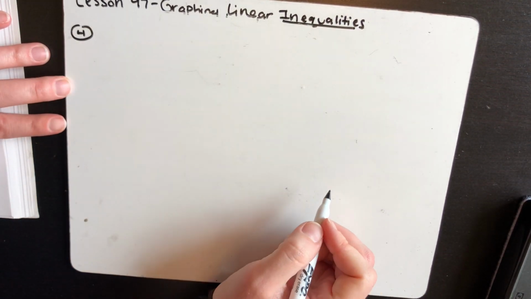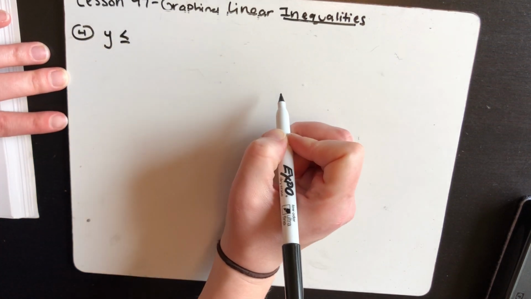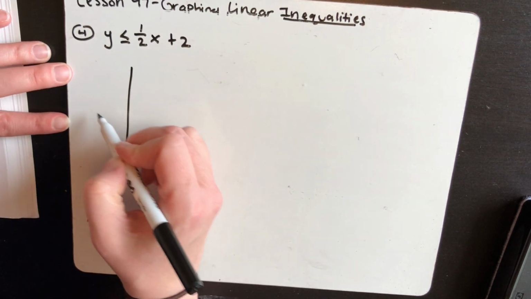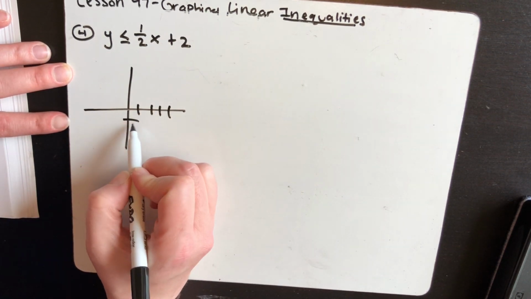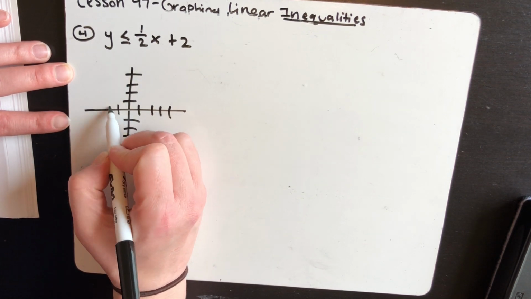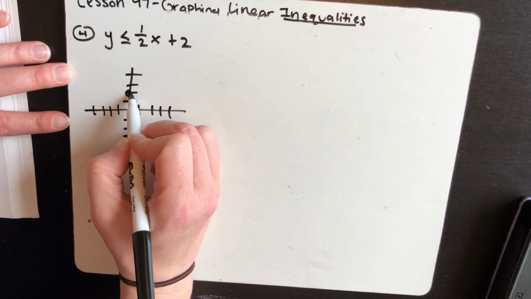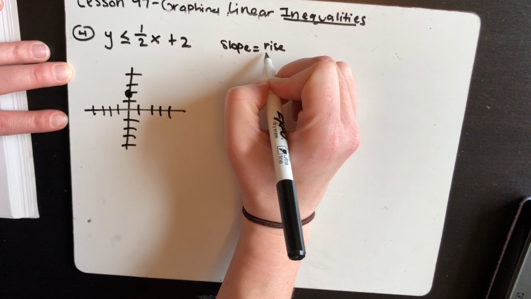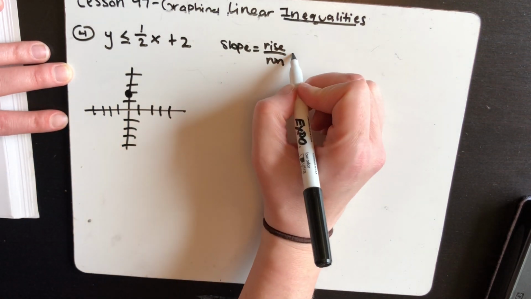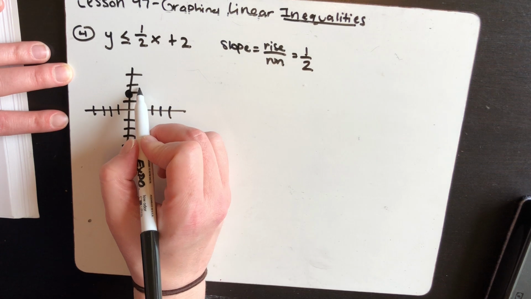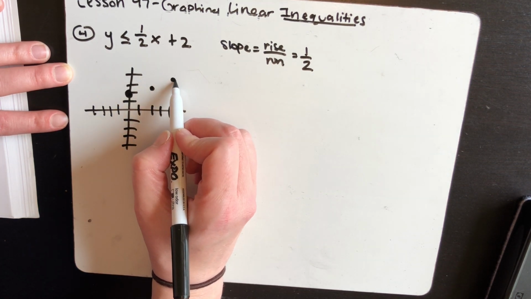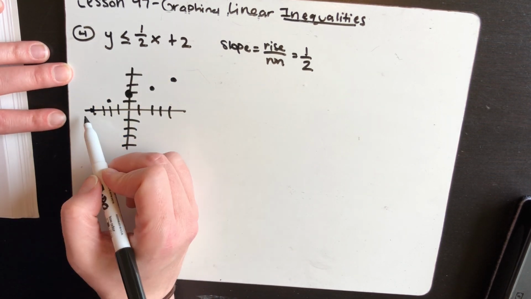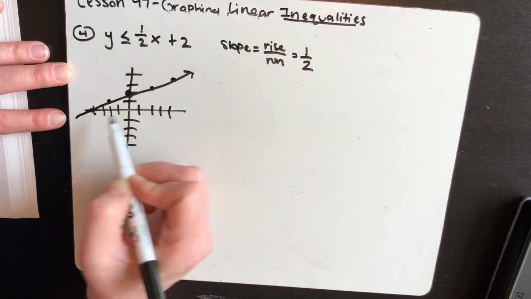What if we have y is less than or equal to 1/2 x plus 2? So again, start by graphing. My intercept is 2, right here. So start here. My slope, if you'll remember, is rise over run. My slope here is 1/2, so I'm going to go up 1 and over 2, up 1 and over 2. I could go down 1 and backwards 2. This is less than or equal to, so this time it's going to be a solid line.